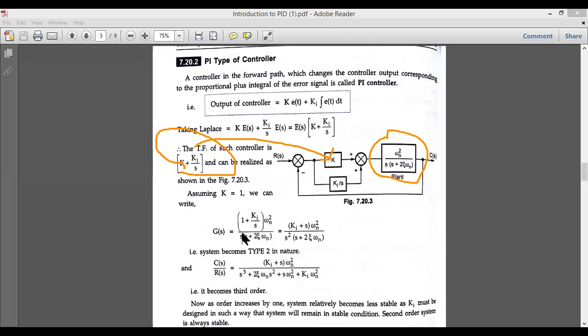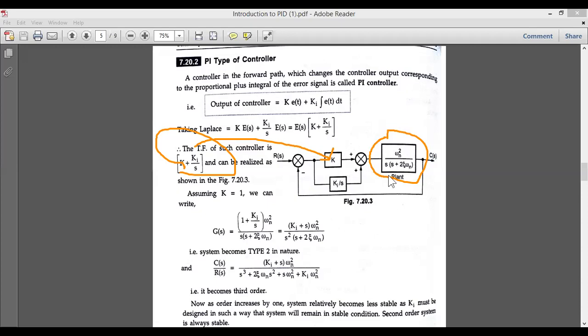Further, you can take the LCM of the numerator, so this becomes s plus Ki into omega n square divided by s, so this s will come in the denominator, so it becomes s square. Therefore the simplified equation will be Ki plus s multiplied by omega n square, whole divided by s square multiplied by s plus 2 eta omega n. This is my simplified answer once I multiply these two blocks.